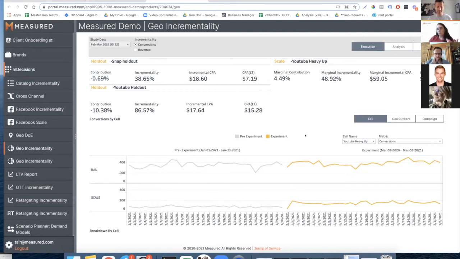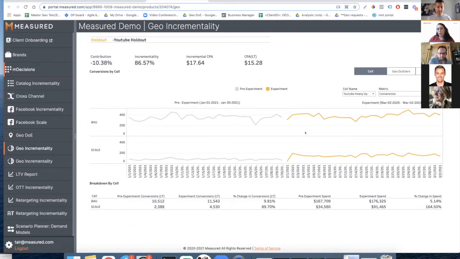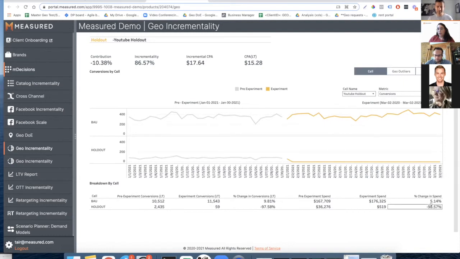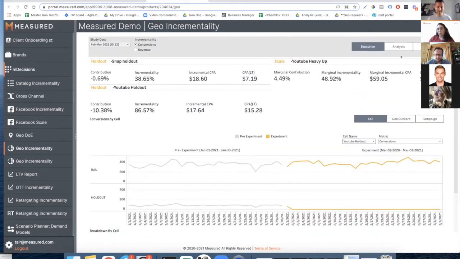So the first question we're asking ourselves is execution. Was the design executed as we intended it to? And really, there's not a lot to show and talk about. You just wanna make sure that the percent change in spend was as we wanted it to be. So right now, I'm on YouTube Heavy Up, and you can see that this is my BAU. There was a very slight percent change in spend. So it really was business as usual, and my scale went up. And if I go to YouTube holdout, it dropped. So execution was correct, and we're good to go. The 2% missing is probably this first day, but that's about it.